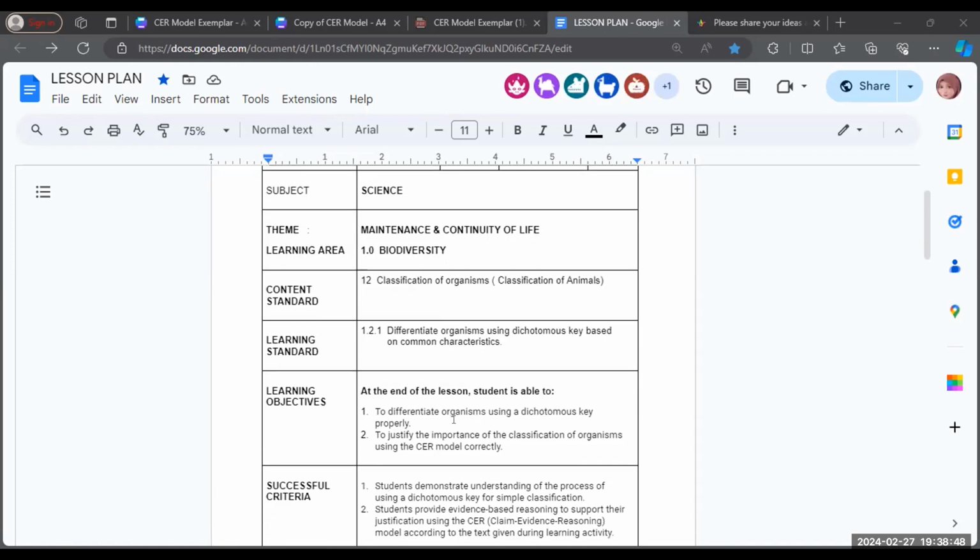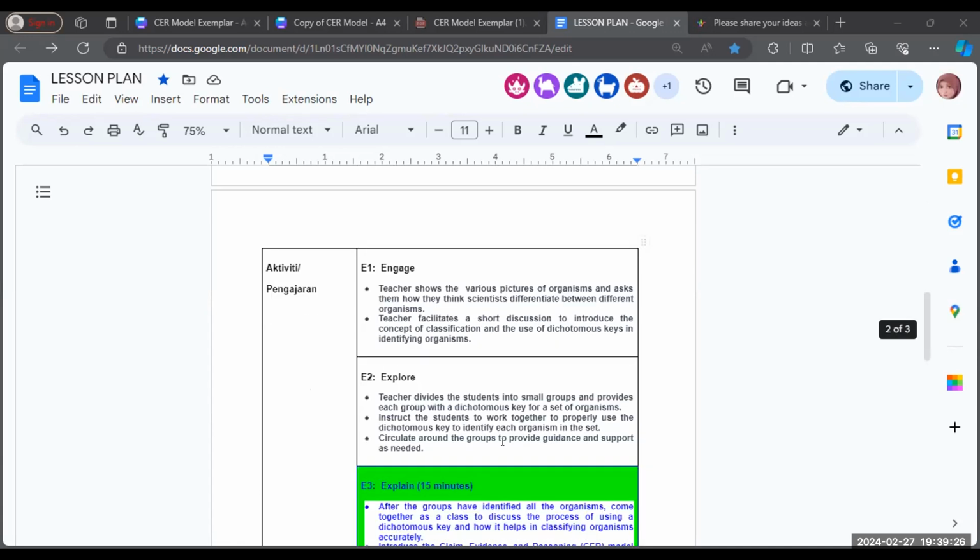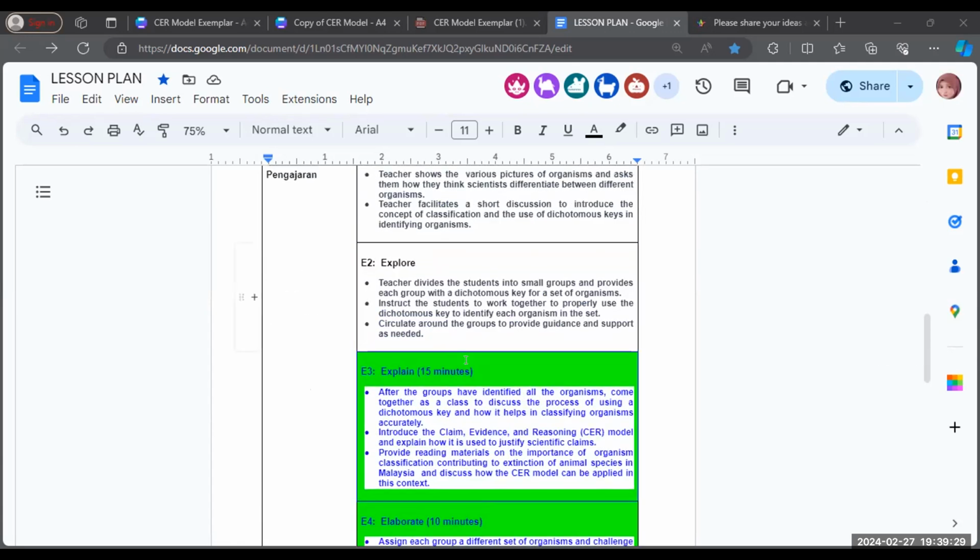And the learning objectives, there are two. The first one is to differentiate organisms using a dichotomous key properly. And the second one is to justify the importance of the classification of organisms using the CER model correctly. Implementing the CER model is new in Malaysia, but from my experience, I tried to implement this in my class, and Alhamdulillah, my students can do it and understand what the CER model is. So I will start and explain for 15 minutes.